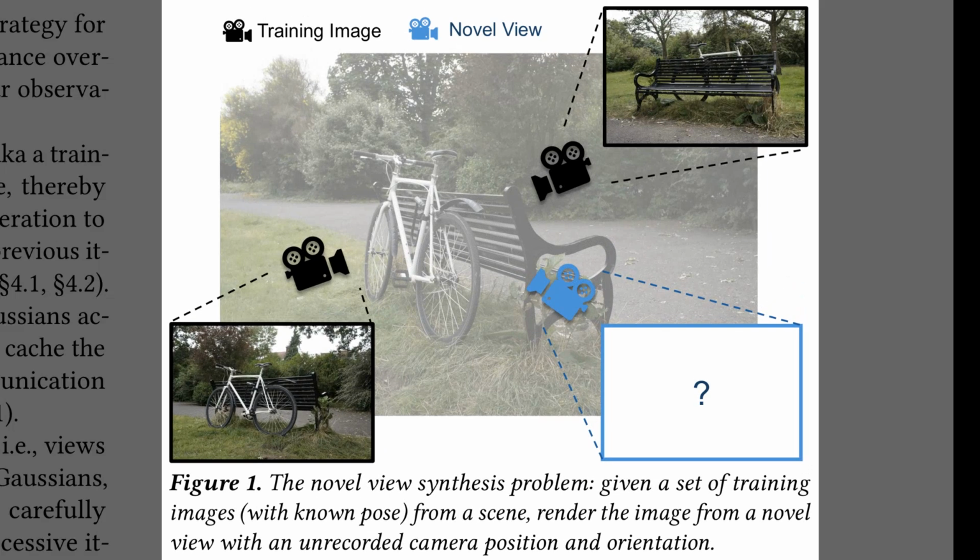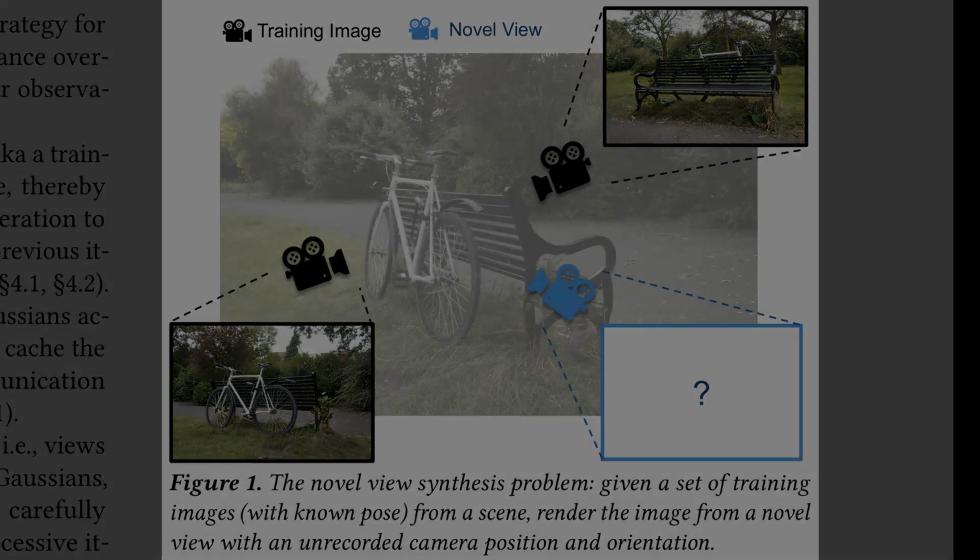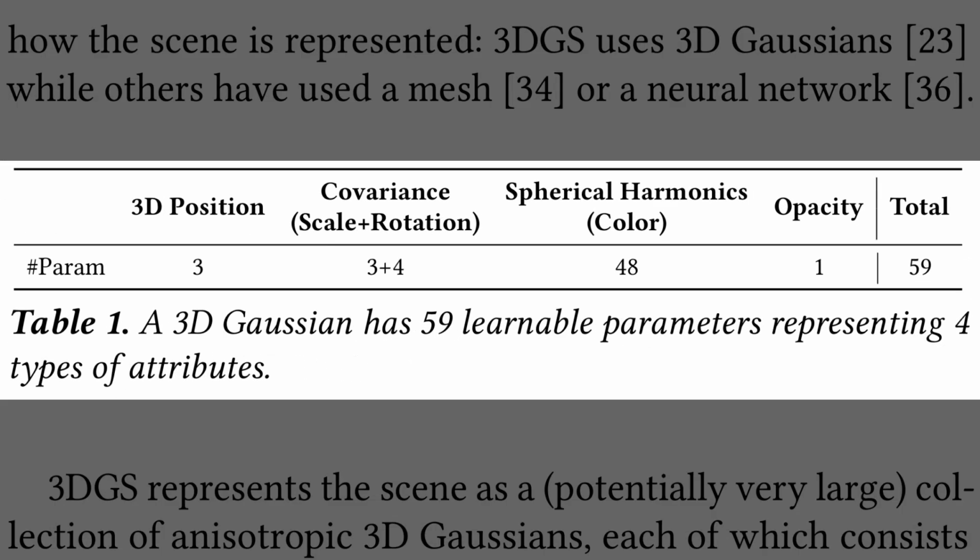Alright, Figure 1 illustrates the novel view synthesis setup, where posed training photos teach a model to render an unseen viewpoint. The large background shows the scene, and the method aims to predict a new camera view that was never captured. The left and top right insets depict training images with known camera positions and orientations. The blue box at the lower right marks the novel view that the renderer must produce. So the previous figures set up the task.